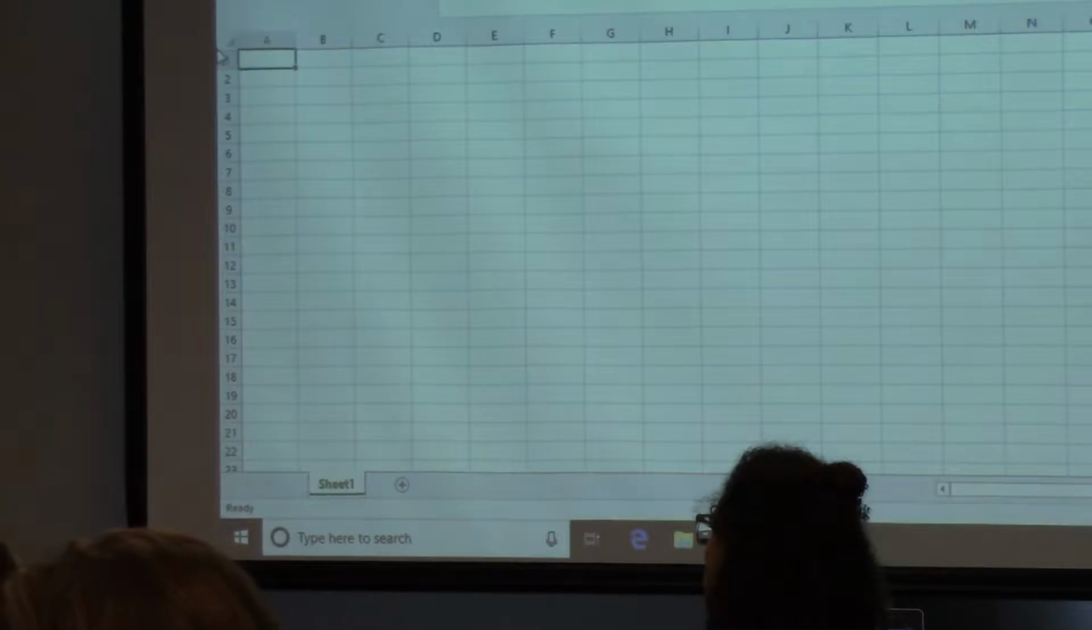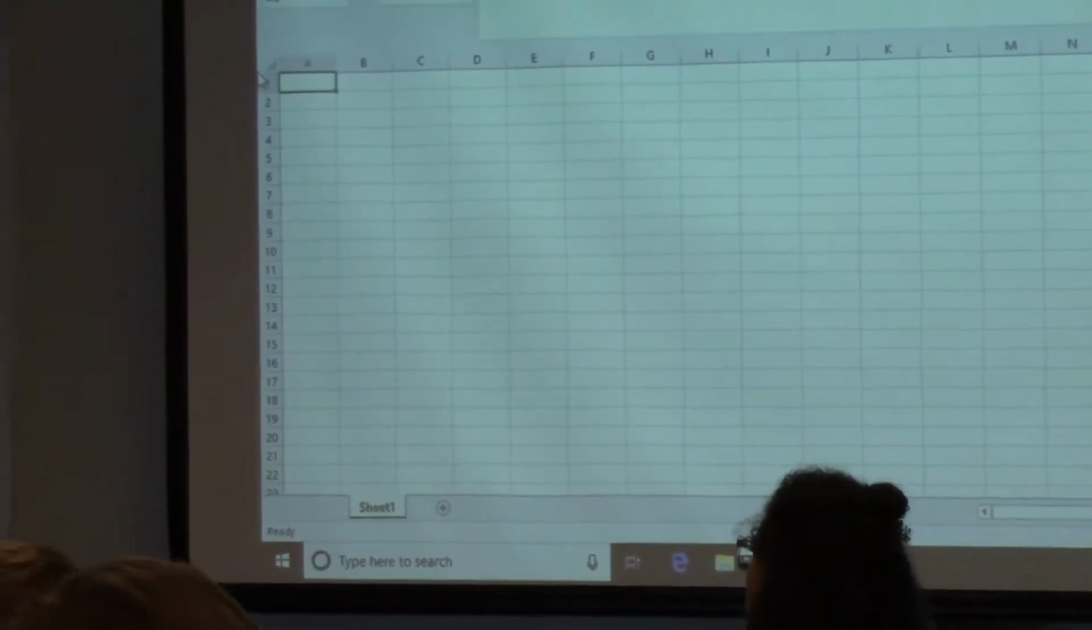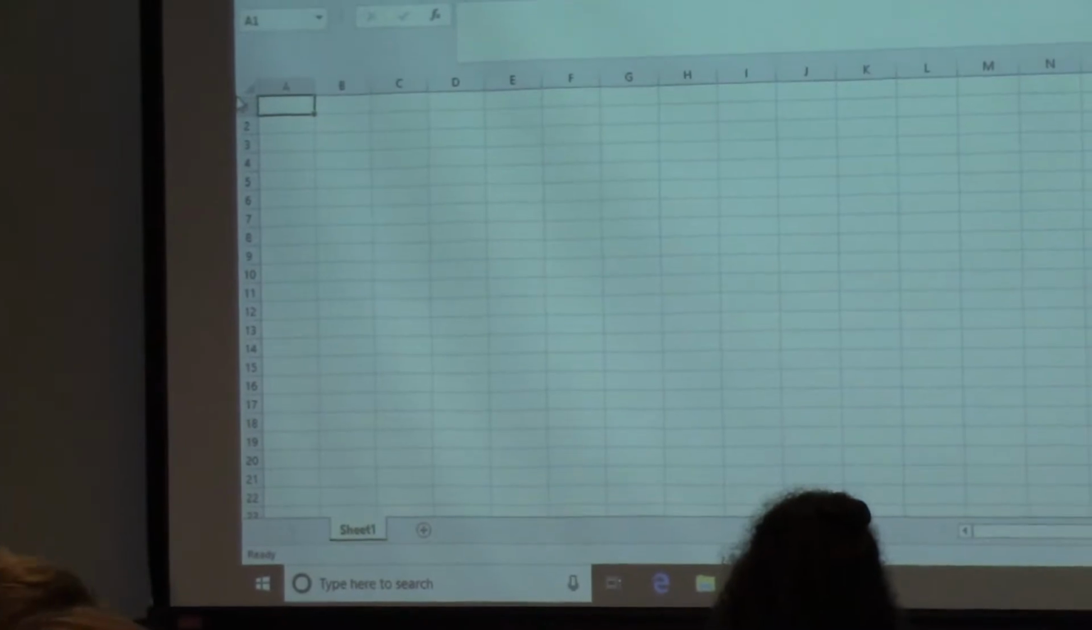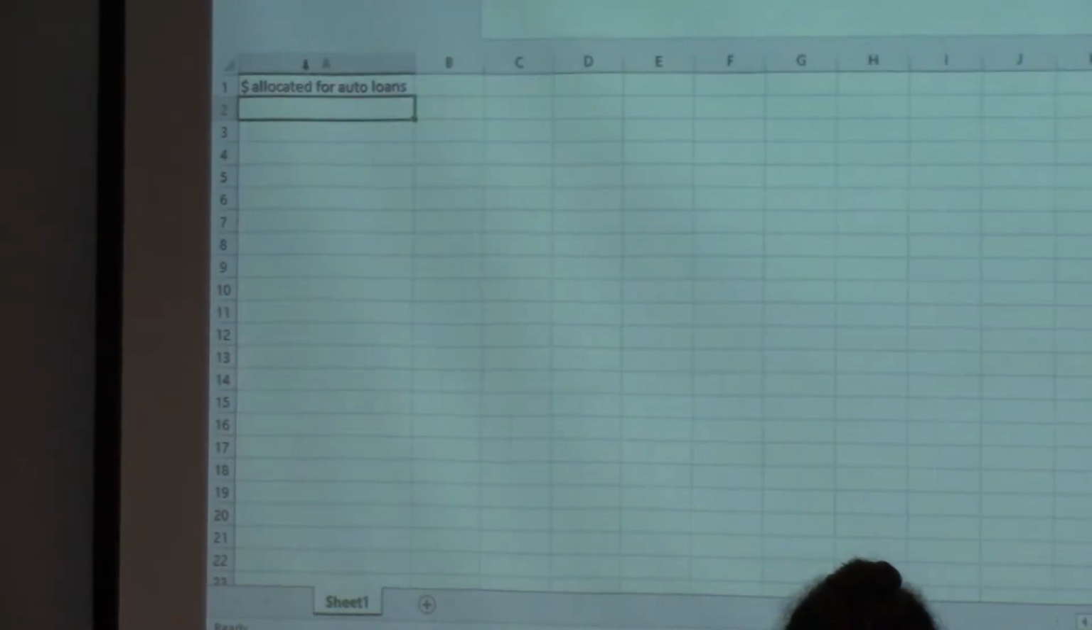So how is the problem stated? How to allocate the money? Yes. So is that in a dollar amount or in a percentage? Dollar amount. So it's initially done in dollars allocated for auto loans, right? And I'm serious when I say don't be afraid to be verbose in these models. You don't have to keep typing dollars allocated for auto loans all over again like you do in the simplex method, right? So make it readable, make sure that you understand.